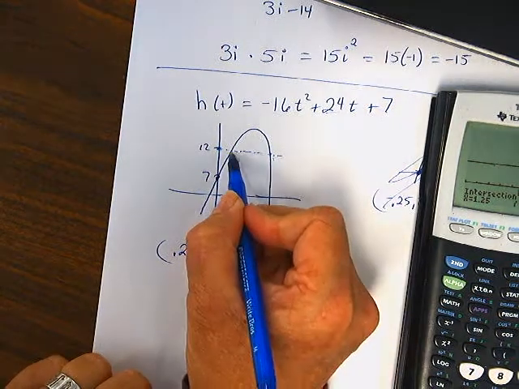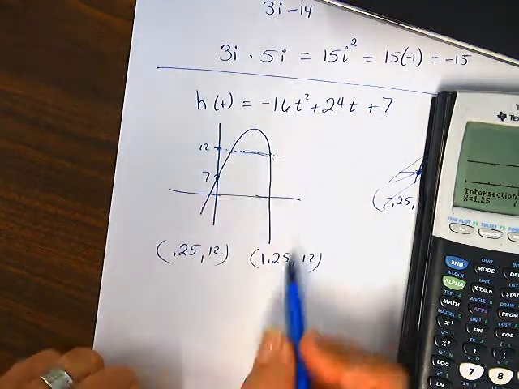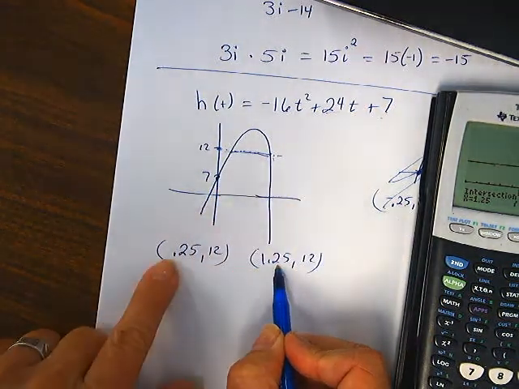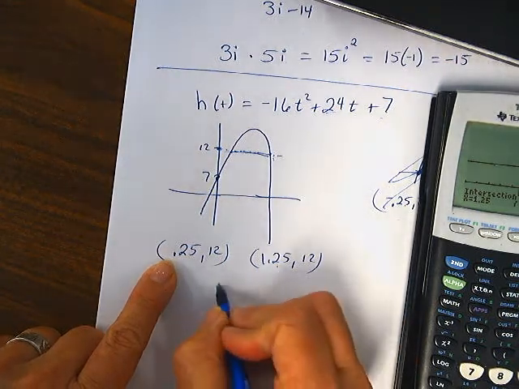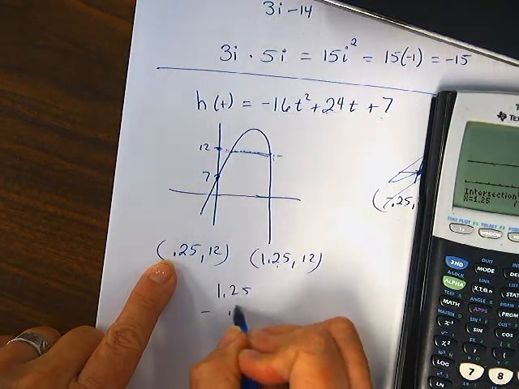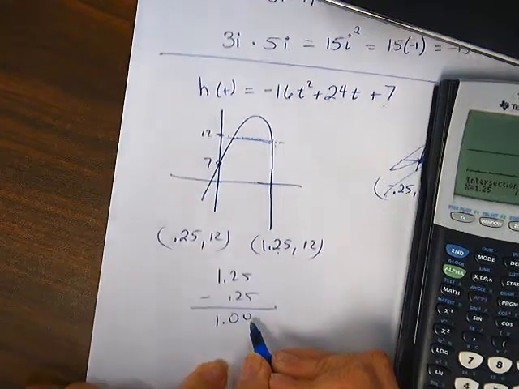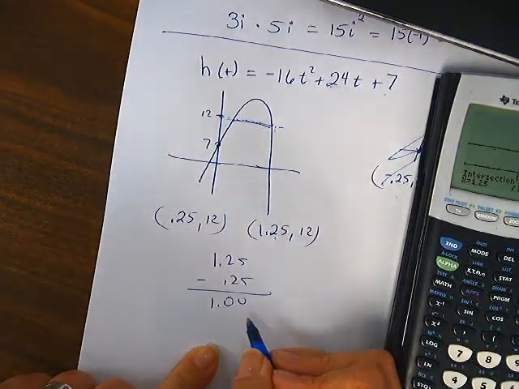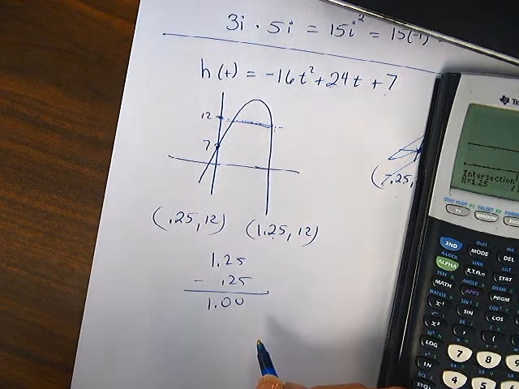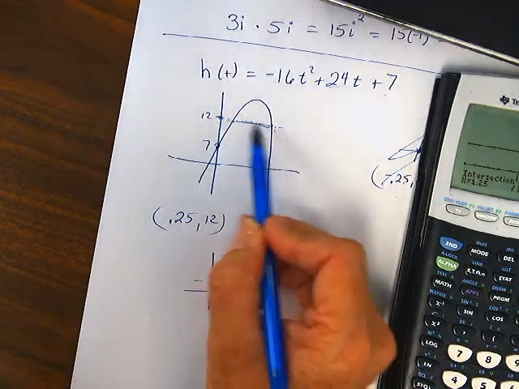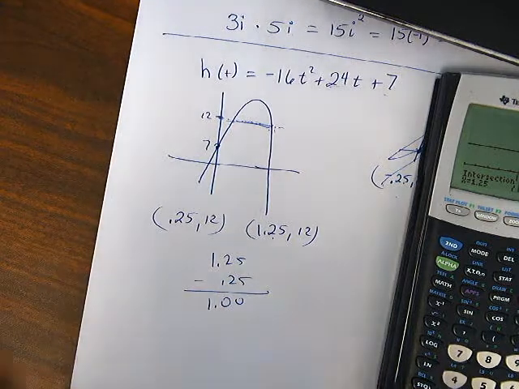If I want to know the total time it was above 12 feet, I would have to look at the difference between these two values. So 1.25 minus 0.25 gives me 1 second it was above the goal or the hoop. Okay, so again, you're looking for the intersection and then subtracting those 2 times.